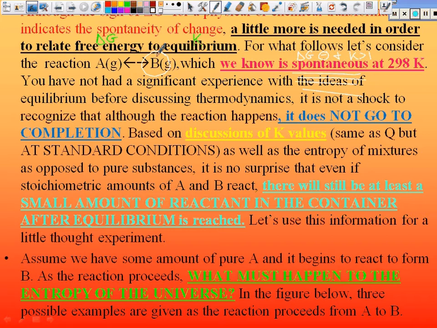All right, so Peyton, keep reading, please, ma'am. Let's use this information for assume we have some amount of pure A and it begins to react to form B. As the reaction proceeds, what must happen to the entropy of the universe? In the figure below, 3 possible examples are given as the reaction proceeds from A to B.